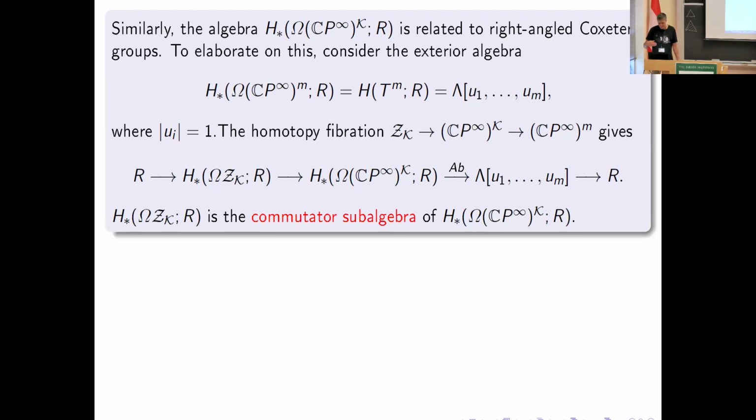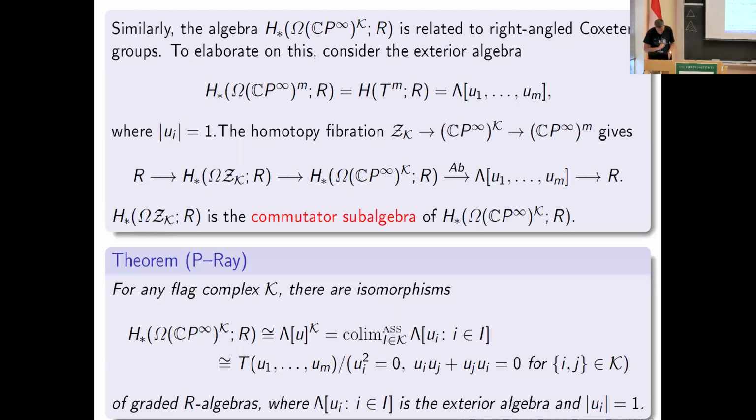In a way similar to that, the loop homology of the real moment-angle complex is just a commutator subgroup of the right-angle Coxeter group. And we have a similar theorem about this loop homology, that it tells you that the loop homology of the Davis-Januszkiewicz space is also like a partially commutative algebra, but this time you have partially commutative exterior generators. You have an extra relation where u_i squared is 0. So all squares are 0, and some of them anti-commute. And all of them are of degree 1.